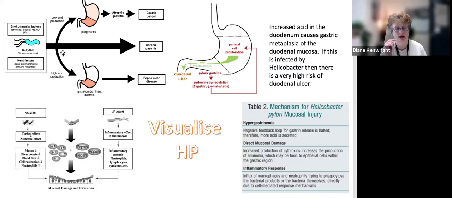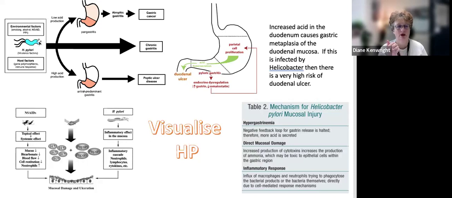We'll come to that in a minute. Or it can be in the antrum, rather than the whole stomach being affected. If the antrum is affected, it sends signals up into the body and says, hey guys, you've got to produce acid. And the extra acid can cause peptic ulcer disease. In particular, it causes duodenal ulcer. Why? Because of acid dumping.